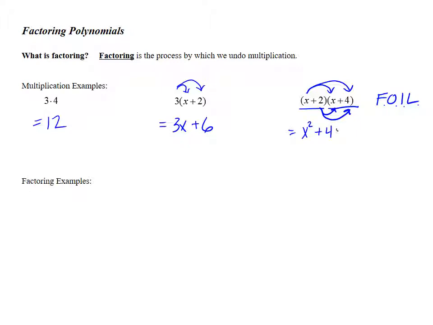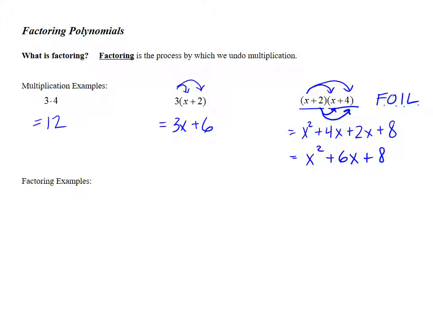or 4x, multiply the inside terms, 2 times x is 2x, and multiply the last terms, which is 2 times 4, which is 8. We should always collect like terms if we are simplifying. So x squared plus 6x plus 8 would be our final result in that multiplication.